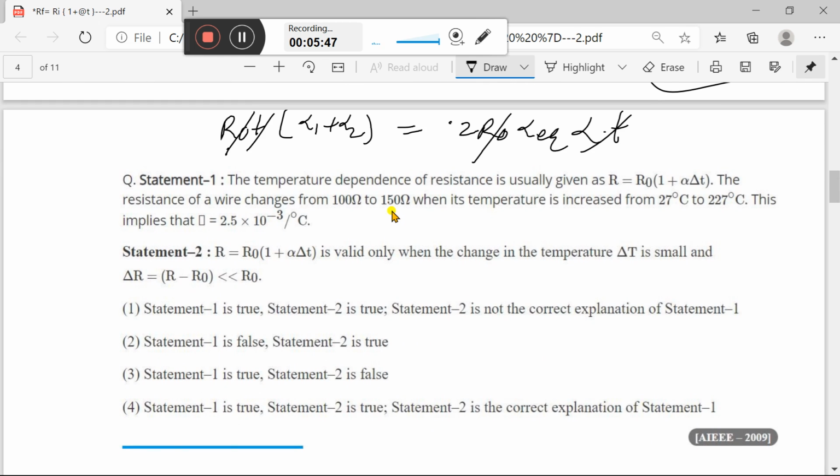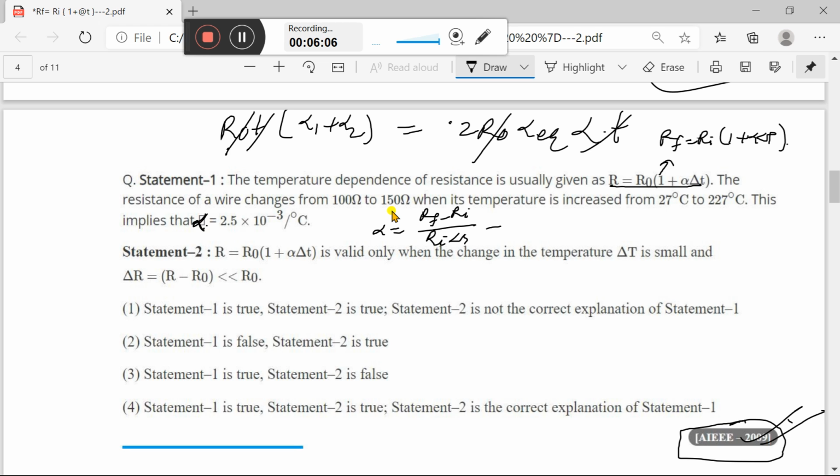Here this is a previous year JEE question, AIEEE 2009, and we have to find alpha. Conditions are given. We have to use the formula R final equals R initial (1 plus alpha delta T). So alpha is (R final minus R initial) over R initial delta T. That comes out to be (150 minus 100) divided by 100 times delta T, which is 200. So that comes out to be 2.5 times 10 to the power minus 3. So the statement is correct.